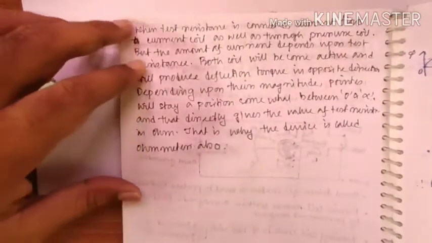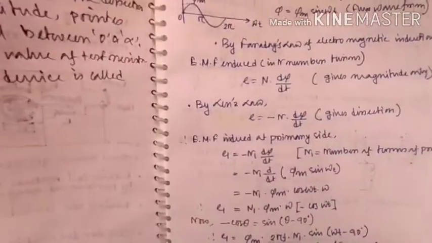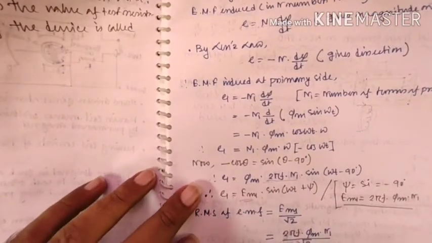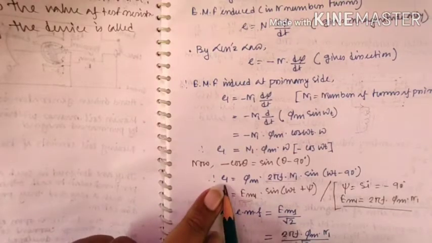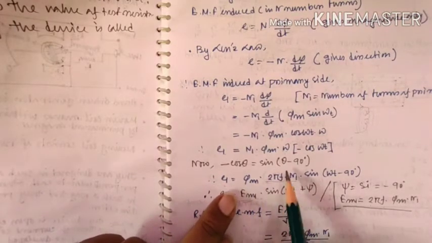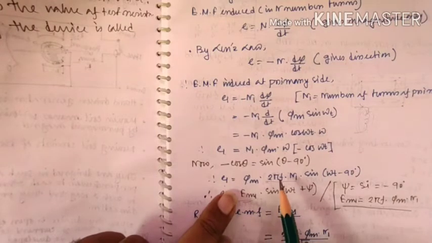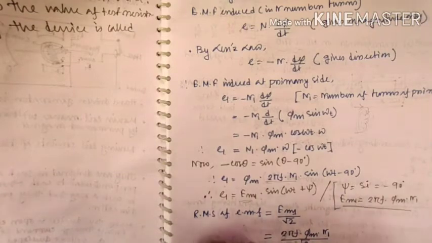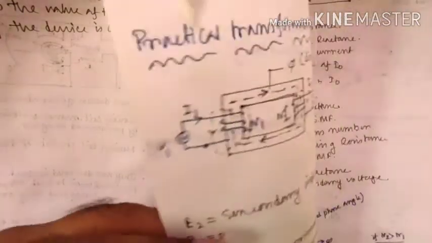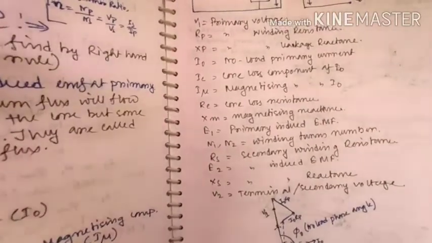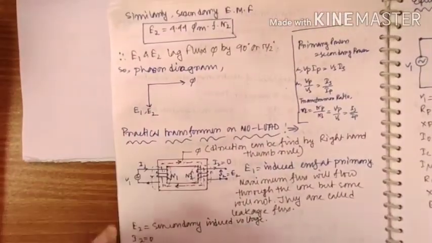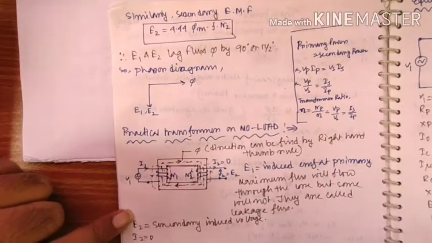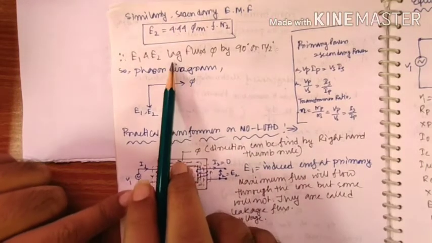Now if we look into this equation, then we can find that E1 is equal to the maximum magnitude or amplitude multiplied by sine omega t minus 90 degree. So there is a phase difference of 90 degree. So that means there is a phase difference between flux and the induced voltages. So here we have written the finding.